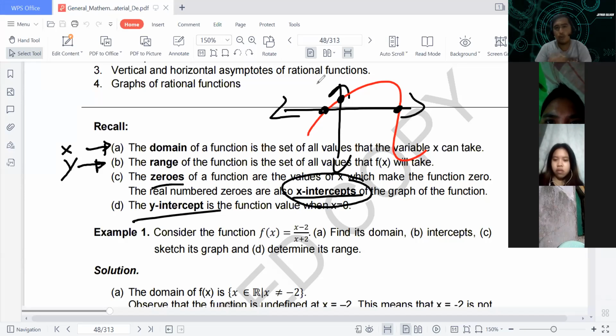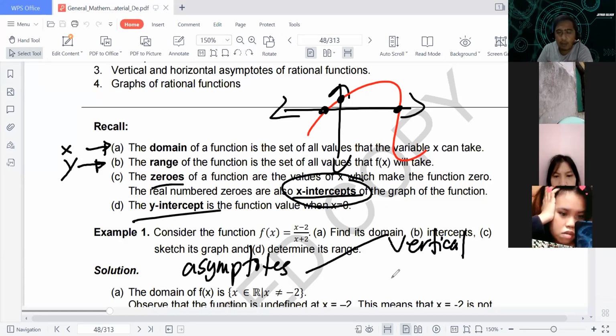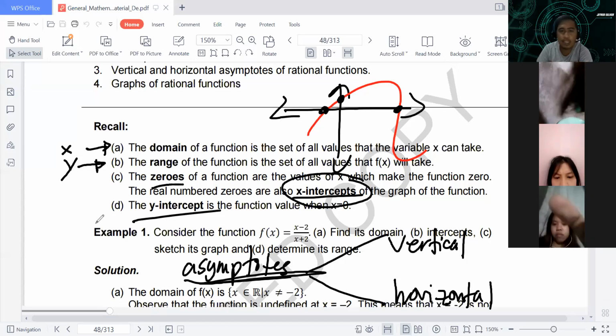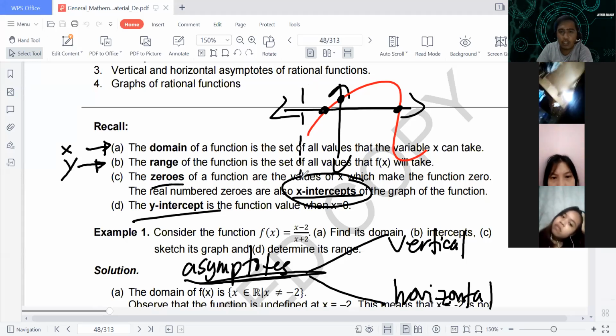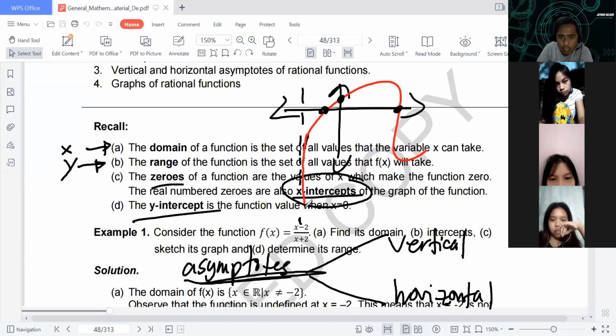And then the other things that we need to determine are the asymptotes. There are two types of asymptotes: the vertical asymptote and the horizontal asymptote. An asymptote is a line that your graph will get closer and closer to. For example, this is your vertical asymptote, and your graph gets closer and closer to that line, but it will not cross that line. This line is an example of a vertical asymptote. And a horizontal asymptote should be horizontal that way.